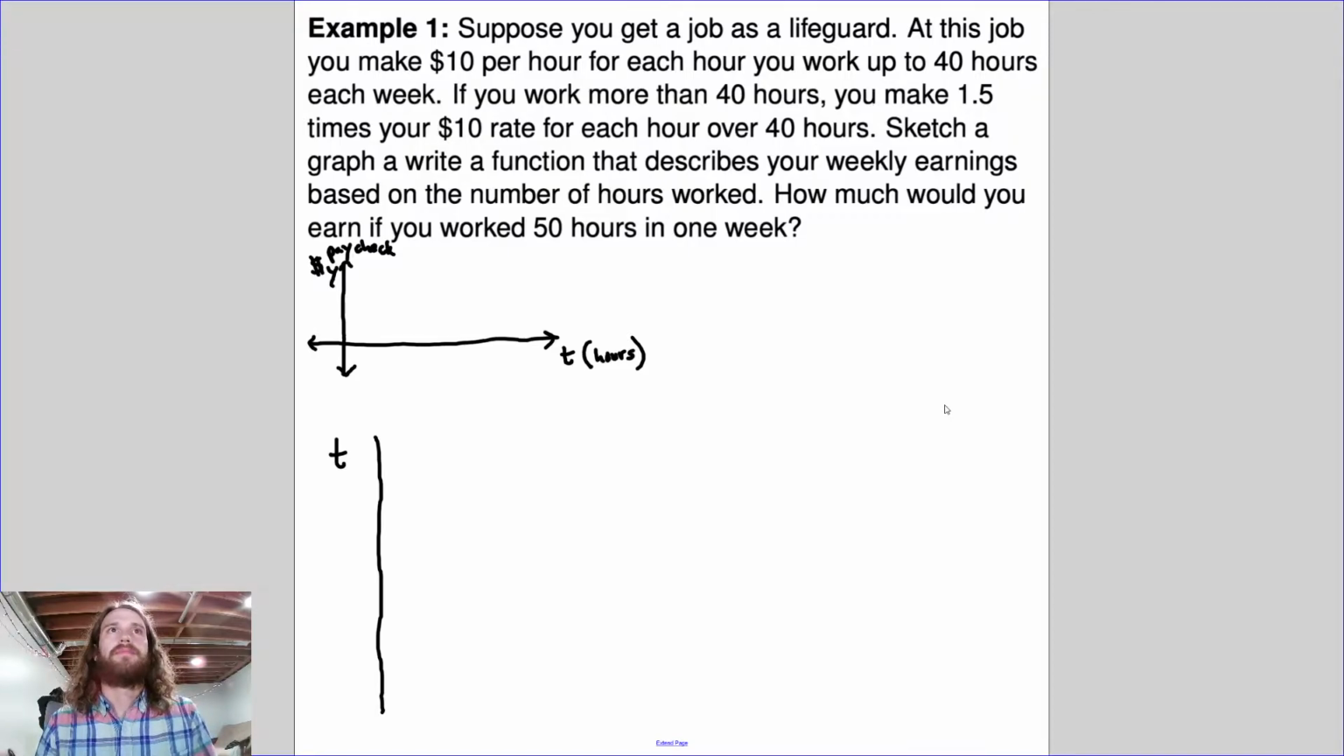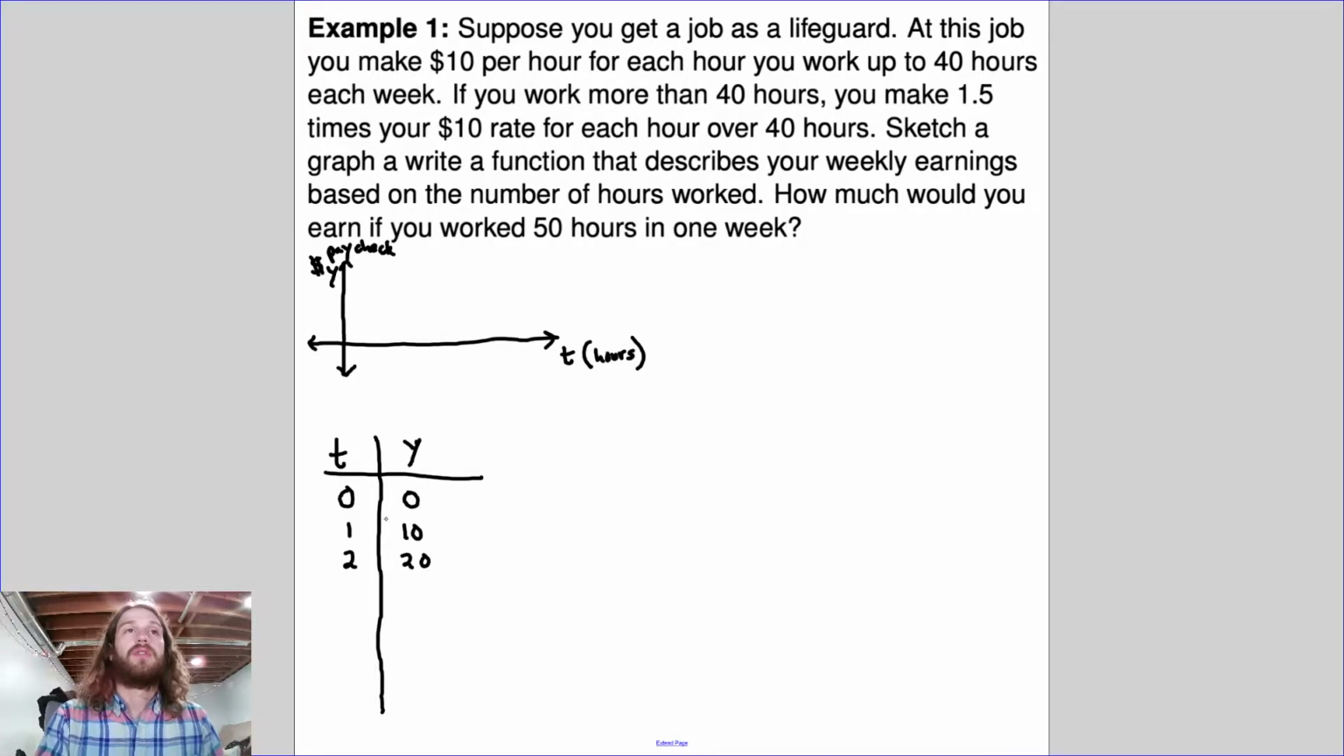All right, so here we go. Let's think about what's happening here. y is our paycheck amount, and we're pretending t is x. I could have just called it x. If you work 0 hours, you get paid $0. If you work 1 hour, you get paid $10, because you're getting paid $10 an hour. If you work 2 hours, you get 20, and so on, up to 40. If you work 40 hours, that still falls under your original wage, so you get paid $400, 10 times the number, for that week of work.